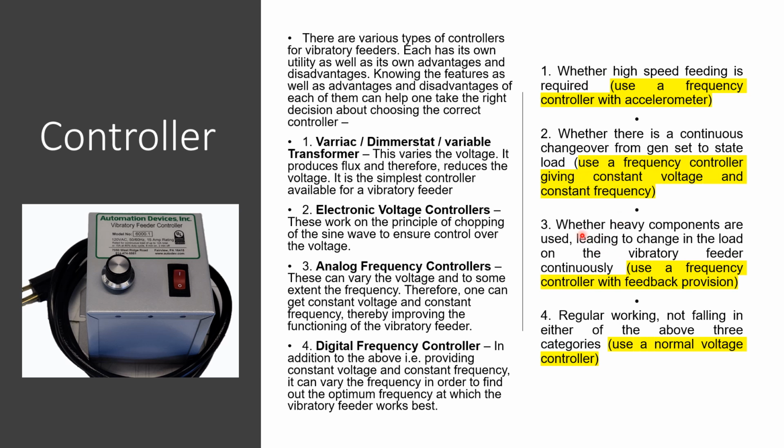Then we have heavy components leading to a change in the load on the vibratory feeder continuously. So then we can have frequency control with feedback provision. And if we have a regular working not falling in either of the above three categories, then we can have a normal voltage controller. So depending on these conditions we can choose the controller.